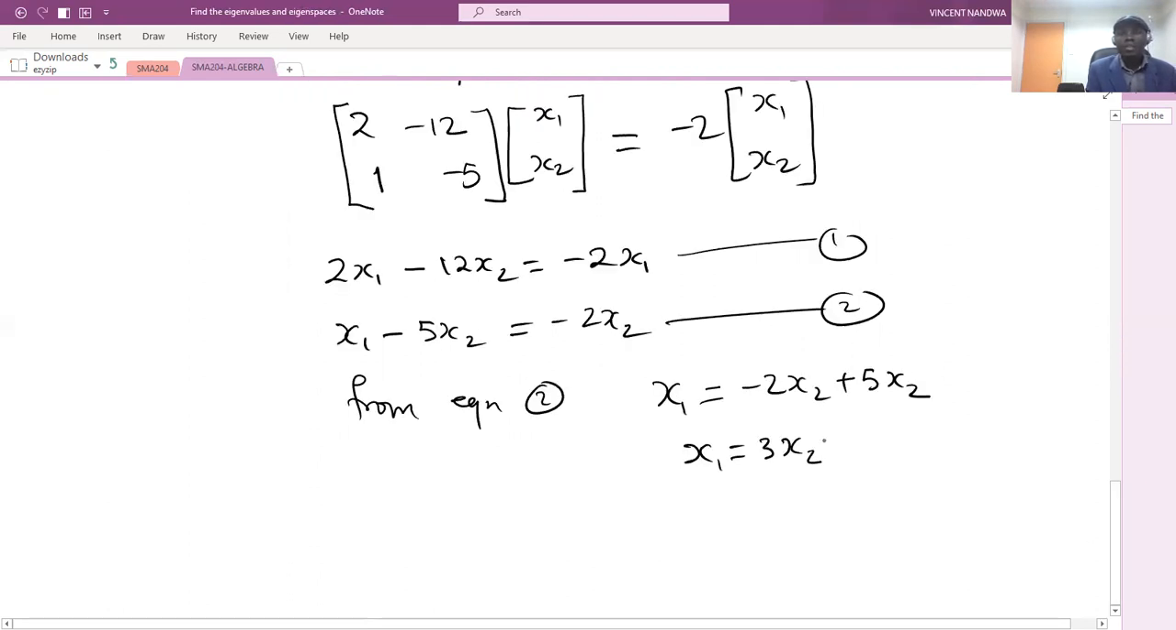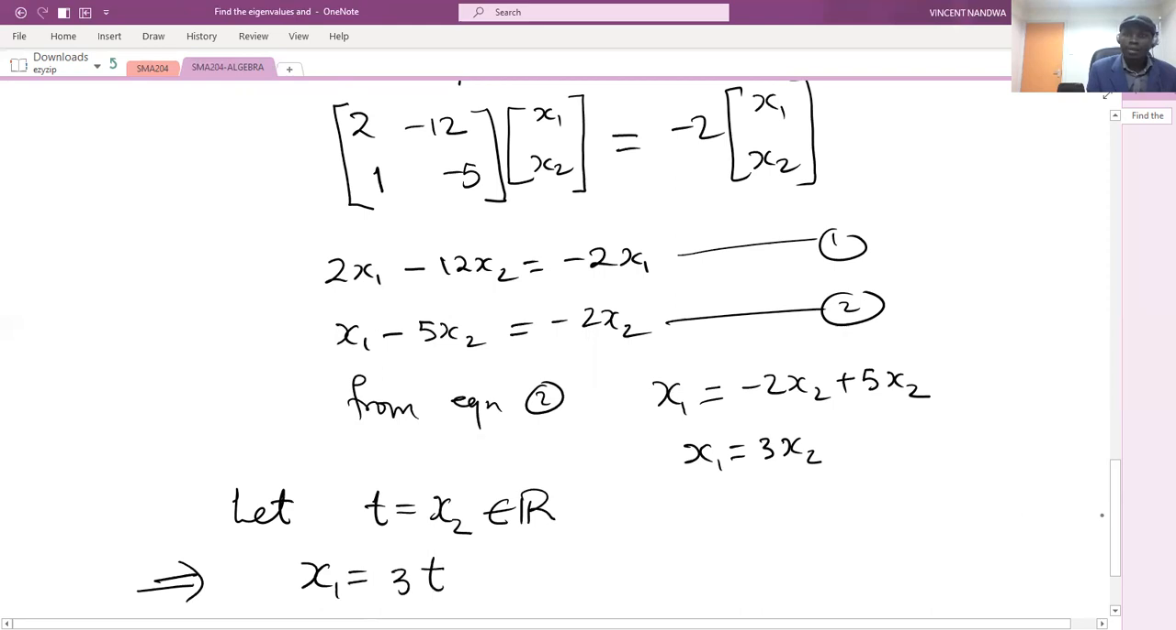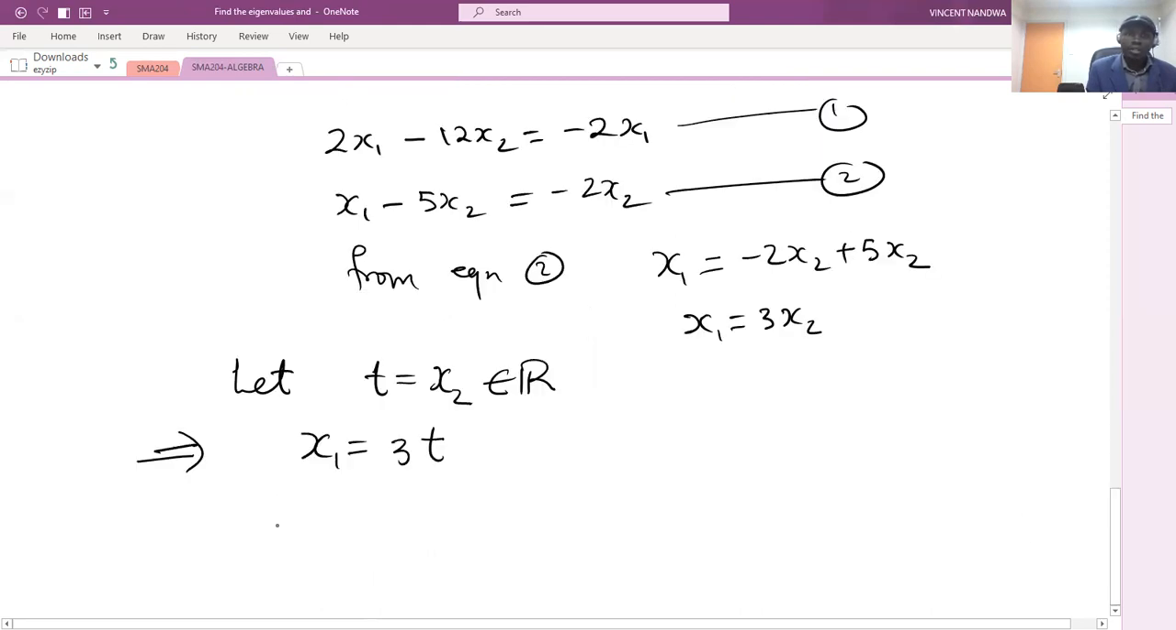Therefore, x2 can be taken to be the free variable. So let t be x2. This t is just a real number. This means that x1 would be given by 3t, which tells us that v1 is given by x1 is 3t, x2 is t. Here, this is the same as t times the vector (3, 1).